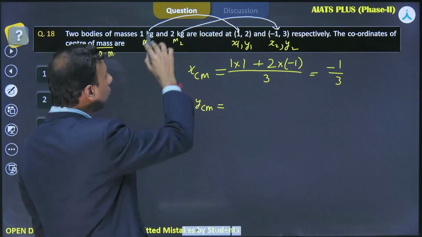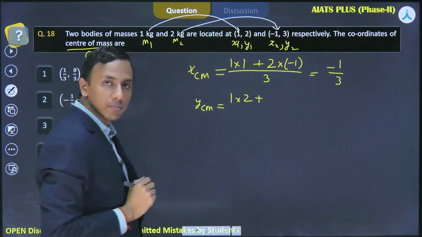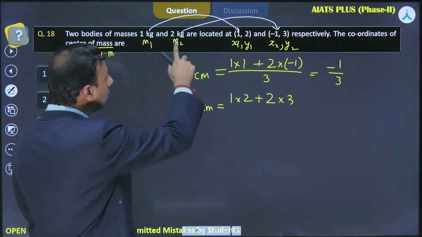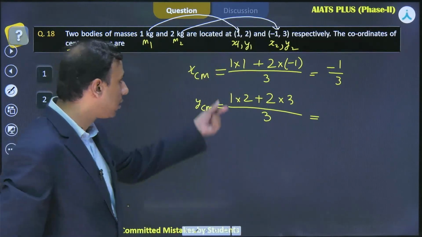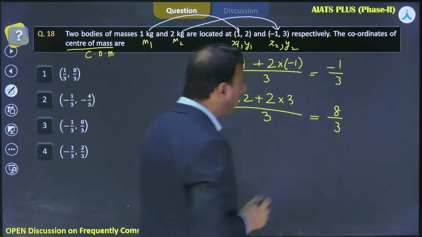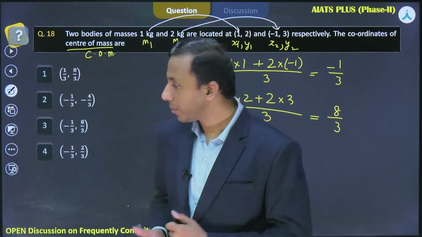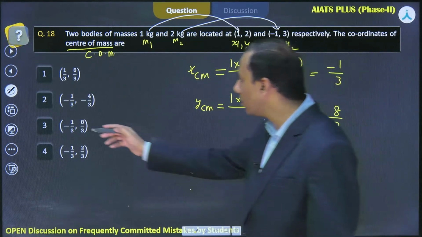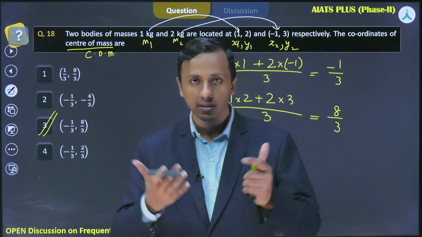Similarly over here, YCM you can find out. M1, Y1. So 1 into 2, right? Plus 2 into 3. 2 into 3, right? M2, Y2, whole divided by total mass is 3. So what does this become? 2 plus 6, 8 by 3, all right? And remember, they are written in corresponding units, so SI units, whatever. So now, can you tell me what is the answer? Minus 1 by 3, comma, 8 by 3, which option? Third option. See, third option. Pretty simple, right? That one was.